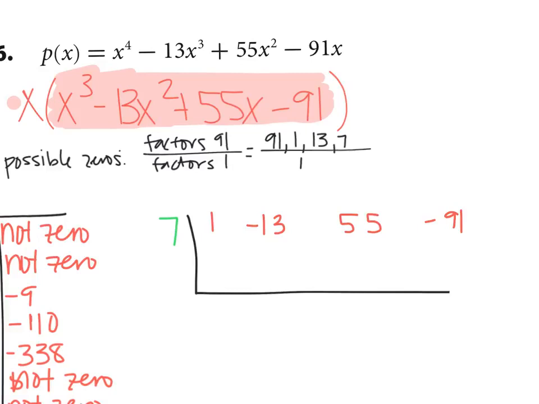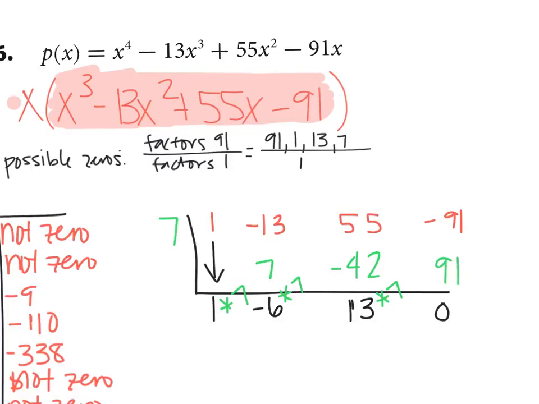Okay, so bring down the 1, and then 1 times 7 is 7. Negative 13 and 7 is negative 6. Negative 6 times 7 is negative 42. 55 minus 42 is 13. Then 13 times 7 is 91. And negative 91 and positive 91 is 0, which is what it should have given us.